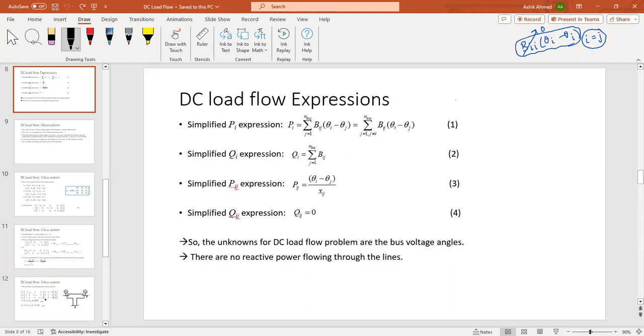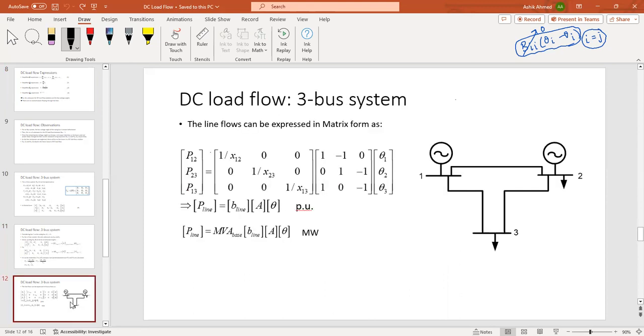The line flow here, as we talked about, is simply P12. If it is P12, then it is theta 1 minus theta 2 by x12. To represent this expression in matrix form, we can use this block and this block, where this block is nothing but the node arc incidence matrix, which is simply the A matrix.